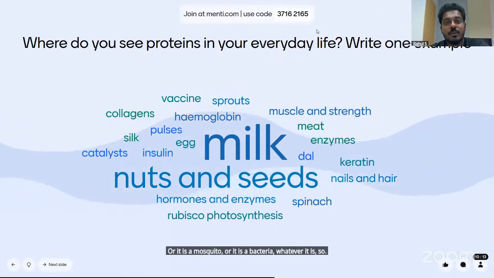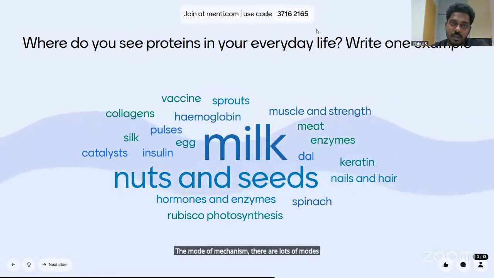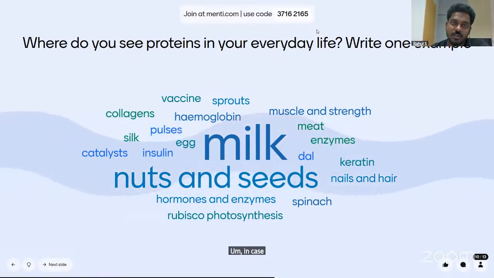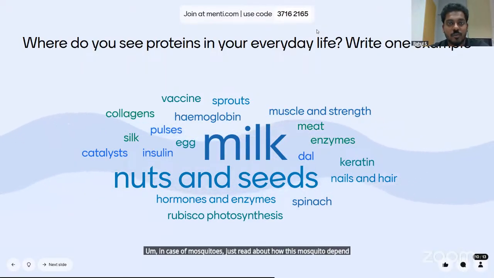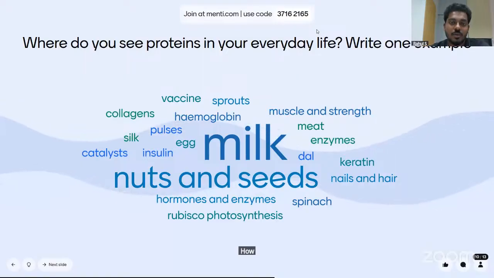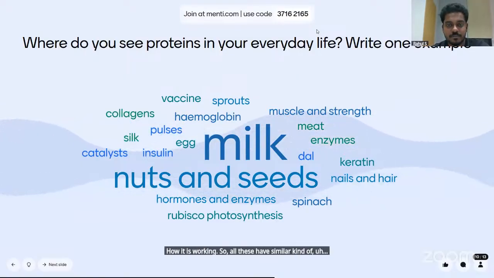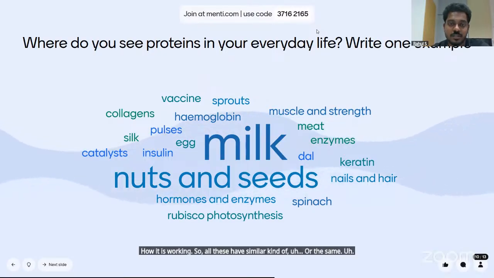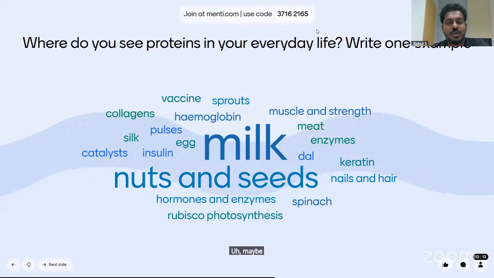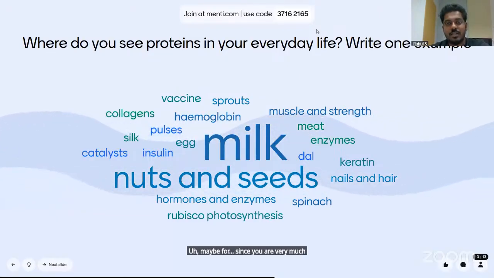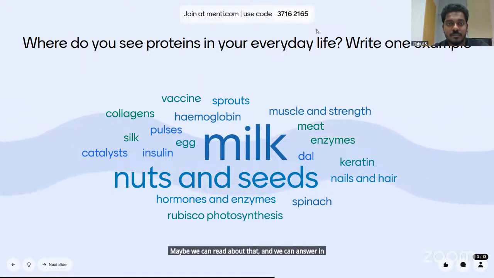So as for the mode of mechanism, there are lots of modes, and these are a few. In the case of mosquitoes, just read about how the mosquito repellent we use in our home works. All these have a similar kind of mode of inhibition, so that's what we use here also. Since you are very interested in this particular disease, maybe we can read about that and answer in the mail also, Joshita.